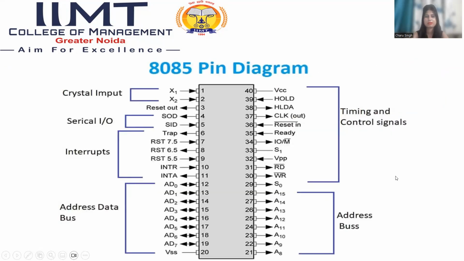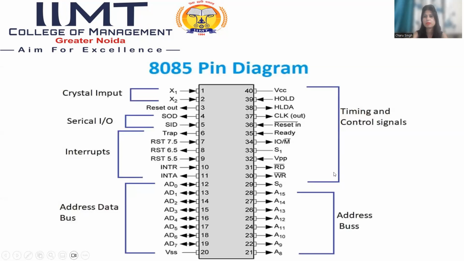Let's talk about the pin diagram. The 8085 is also called a 40 pin device because it has 40 pins. Let's talk about the address bus. We have A8 to A15 address bus pins, and also AD0 to AD7, and these pins combine to make 16 address lines, A0 to A15, by using MUX technology to reduce the pin count.